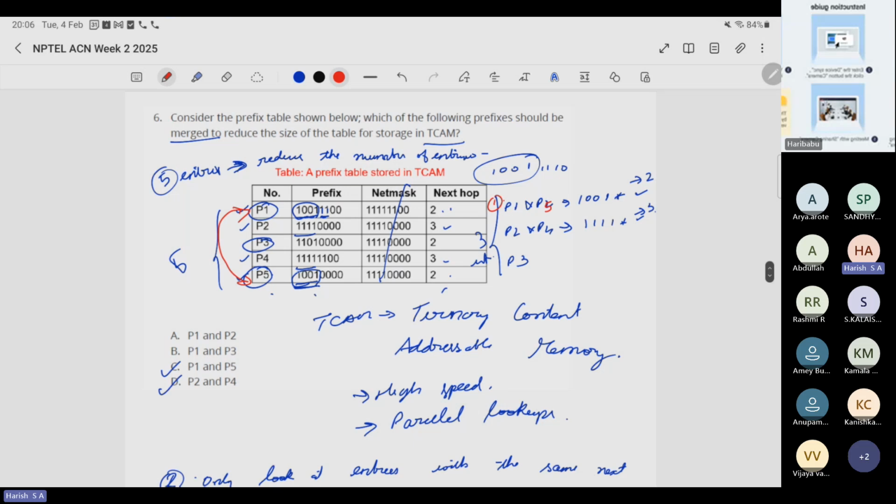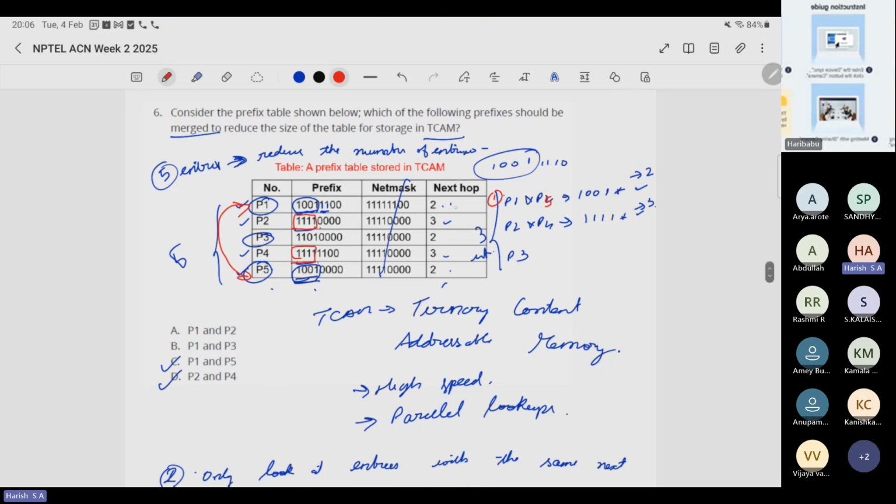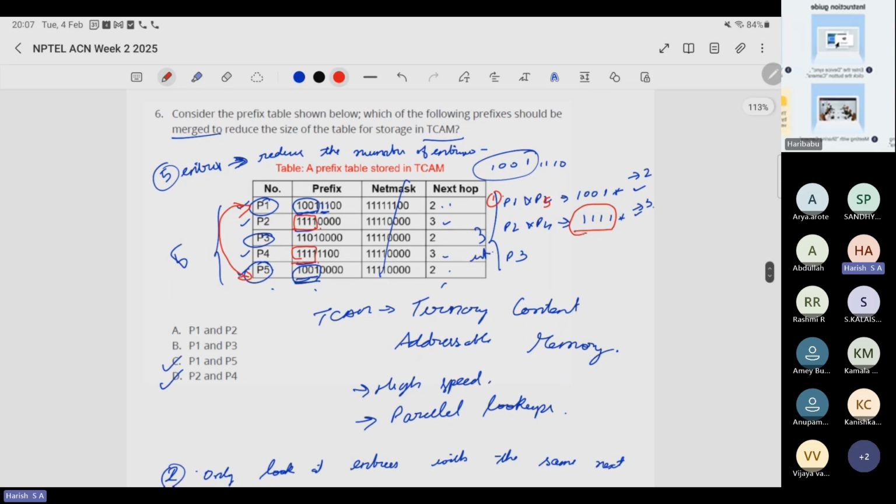P2 and P4, do they have any common aspects? Yes, the first 4 bits. Do you understand this common part of it? Because right after this bit, it becomes 1 here and becomes 0 here. So now for P2 and P4, I'm seeing the first 4 bits and saying that if I see 4 bits of 1 1 1 1, then I don't care what is beyond it. I'm just sending it to hop number 3.